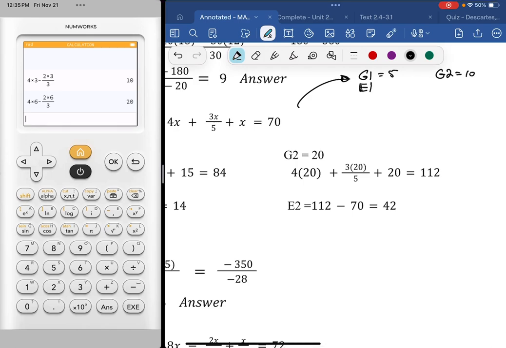My E1 is whatever I get on the left-hand side if I plug a 5 in. So 4 times 5 plus, use the calculator if you want. There's nothing wrong with that. But if you can do it in your head, that's good too. Do it in your head and then check it with a calculator. So 28, and I'm going to subtract off the 70 from that, the right-hand side. So 28 minus 70 is what, negative 42?